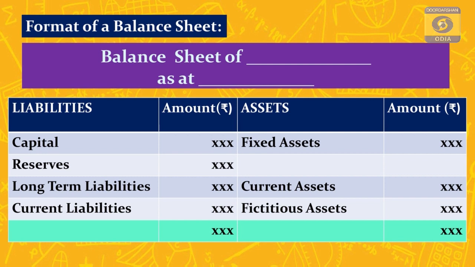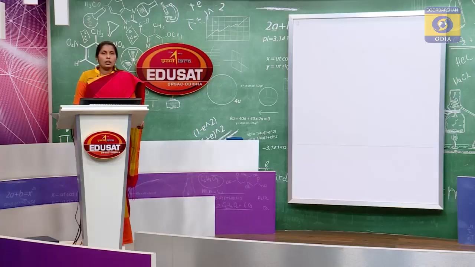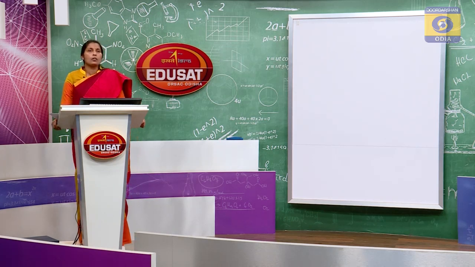Coming to the format, we can see the liabilities are on the left hand side and the assets on the right hand side. Under the liability side, we have capital, reserves, long term liabilities and current liabilities. On the asset side we have fixed assets, current assets and fictitious assets. This is in the order of permanence. Now I will show you a more detailed view of how the various assets and liabilities will appear. So let's have a look at this.